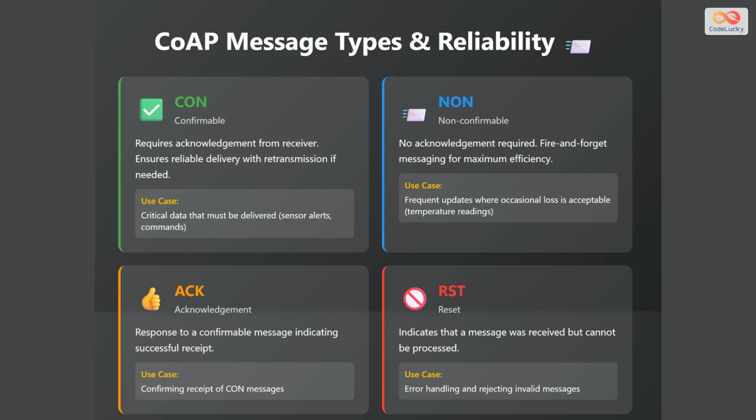Acknowledgement messages, or ACK, are responses to confirmable messages indicating successful receipt. Finally, reset messages, or RSD, indicate that a message was received but cannot be processed, useful for error handling and rejecting invalid messages. This flexible system allows developers to choose the appropriate reliability level for each specific use case.